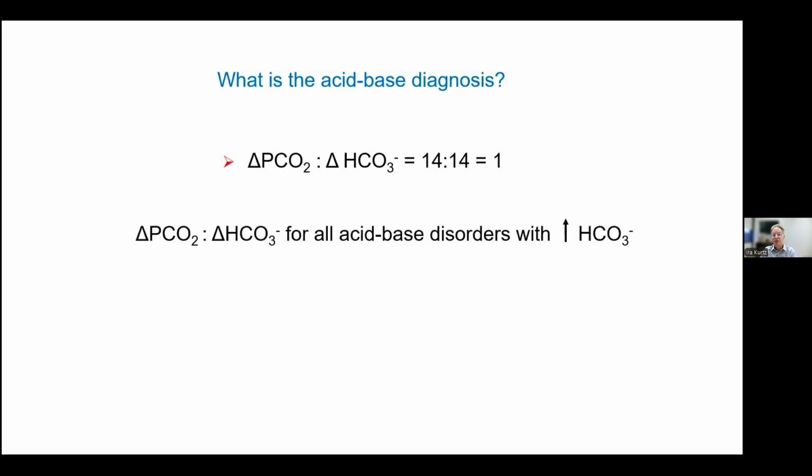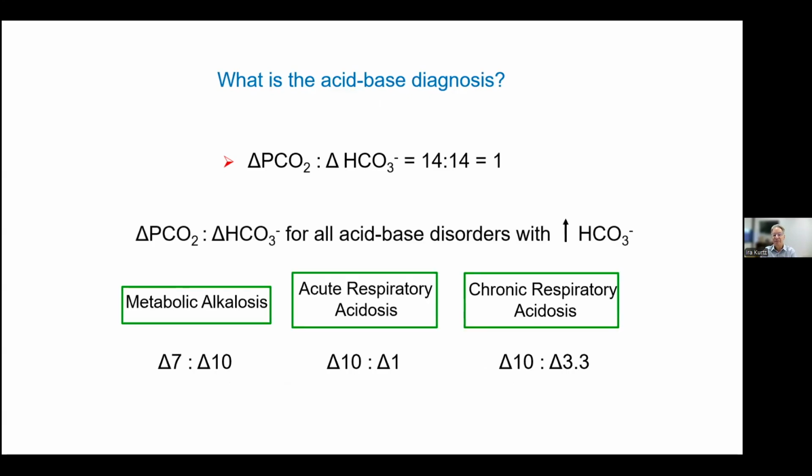So now we'll go again through the acid-base disorders with an elevated bicarbonate, and you can see here the choices. Again, metabolic alkalosis, the PCO2 goes up for every 10 increase in the bicarbonate. That's the so-called compensatory response, just like in metabolic acidosis we have the compensatory response. And then the expected changes in acute and chronic respiratory acidosis, the remaining two reasons for an elevated bicarbonate. You'd expect the PCO2 to go up 10 for every 1 increase in the bicarbonate if it's acute, and 10 to 3.3 if it's more chronic.